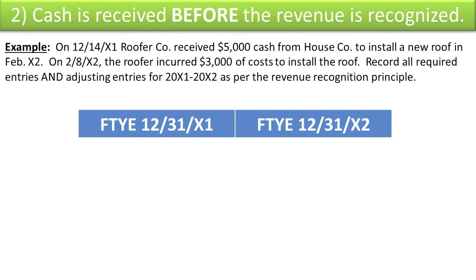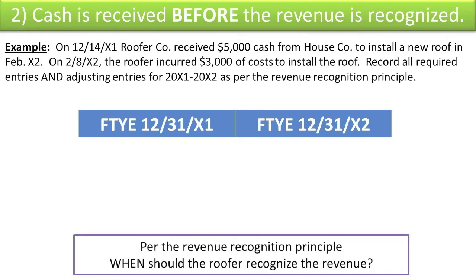Record all required entries and adjusting entries for 20X1 and 20X2 as per the revenue recognition principle. Per the revenue recognition principle, when should the roofer recognize the revenue? The answer is when those revenues are realized or realizable and he's earned it. Well, how does a roofer earn revenue?